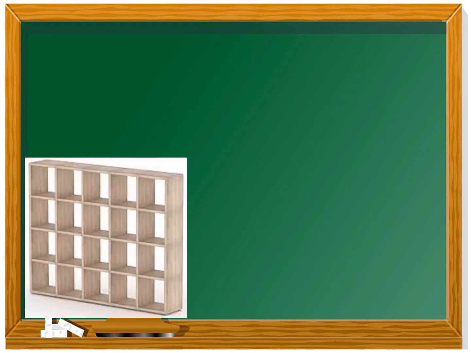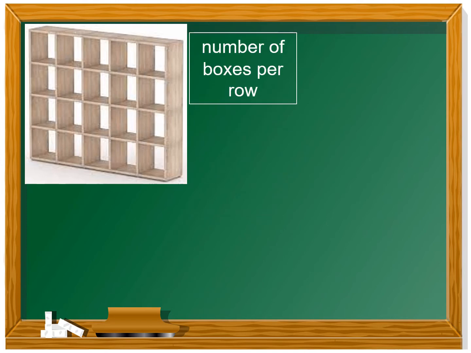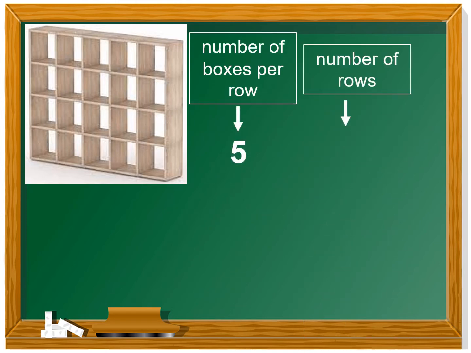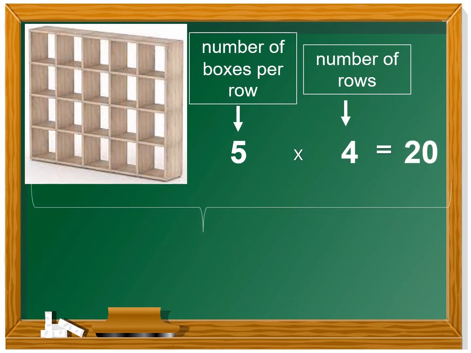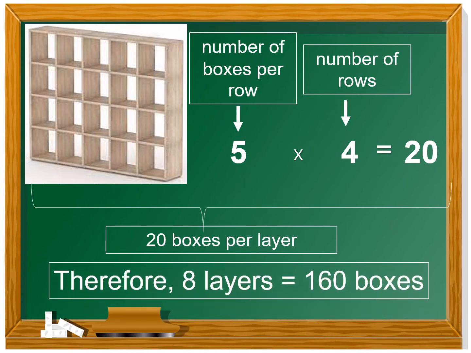Let's take this simple illustration of a shelf that consists of 5 boxes per row with 4 rows. So, there are 20 boxes per layer. Therefore, 8 layers of a shelf can have 160 boxes.